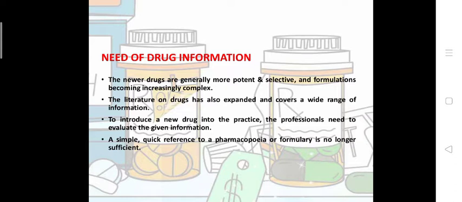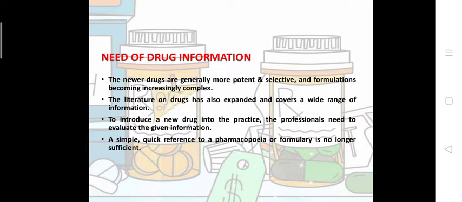Then the literature on drugs has also expanded and covers a wide range of information. If we have literature with a vast expanded theory about all the drugs, you need information about that to achieve a better therapeutic outcome. Then, to introduce a new drug into practice, the professional needs to evaluate the given information. If you want to introduce a new drug to treat a patient, you need some core information which can gain trust in yourself, and you can then give the drug for that patient's therapeutic outcome. So you need this information, right?